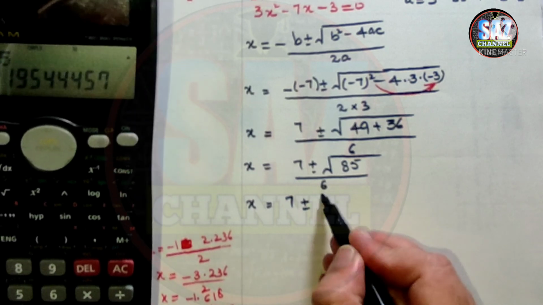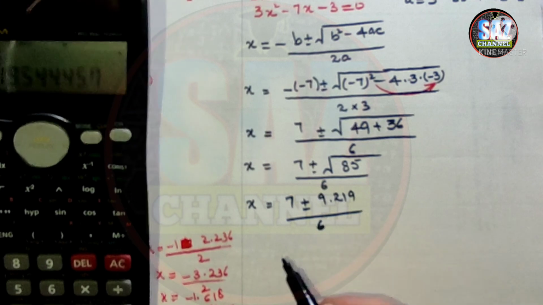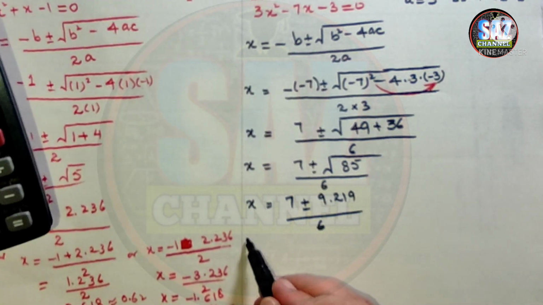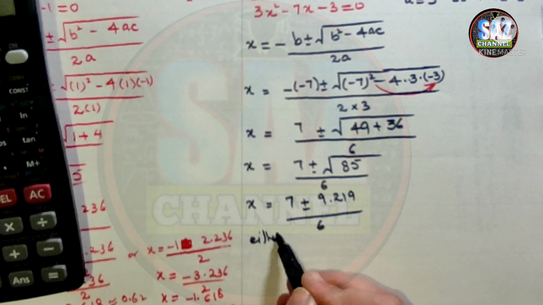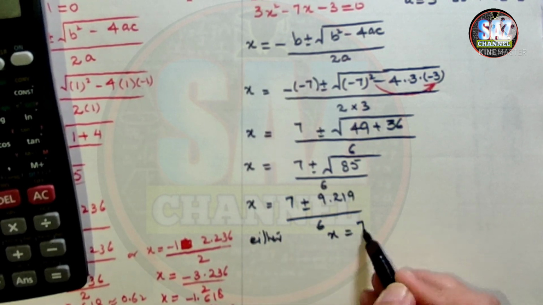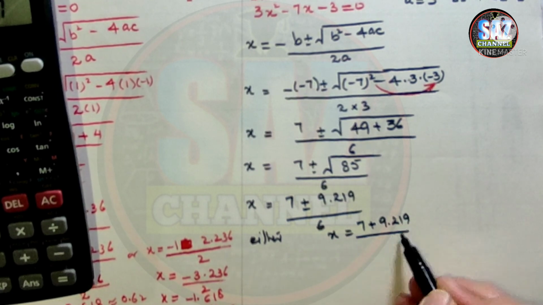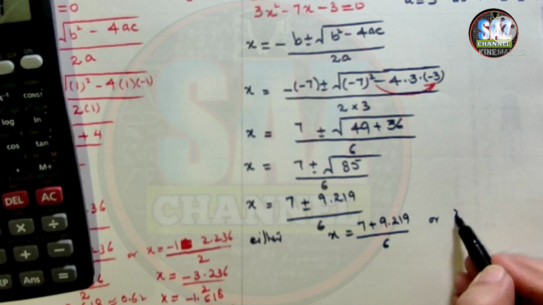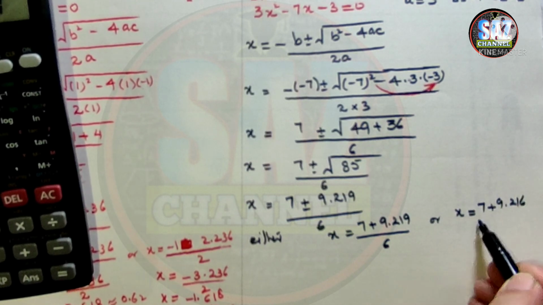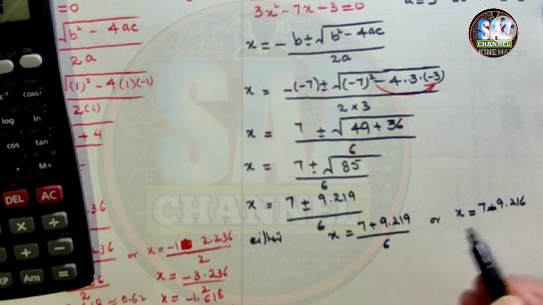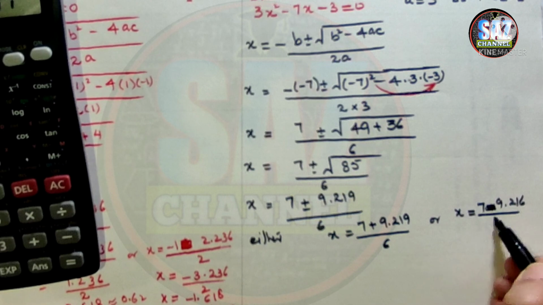plus minus 9.219 by 6. So, either x will be equal to 7 plus 9.219 divided by 6, or x will be equal to 7 minus 9.219. This will be with the minus sign. This is the other root, so it has to be negative, divided by 6.